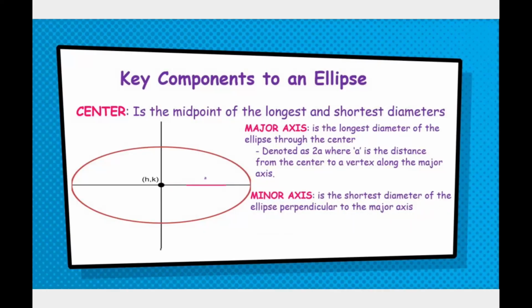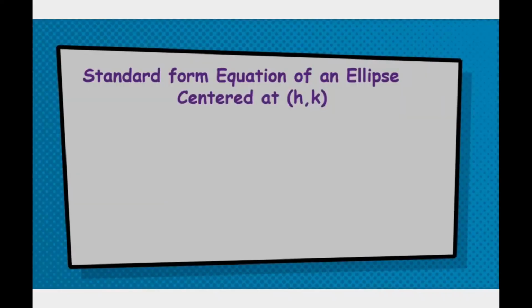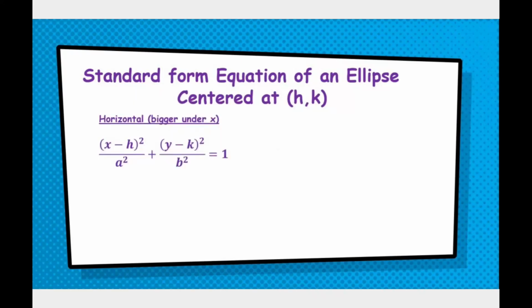The minor axis is the shortest diameter of the ellipse, so the diameter right here, and we would denote that as 2b, where b is the distance from the center to the vertex along the minor axis, so just one of those sides like that. So we need to understand what a and b are because they appear in this formula. This is similar to a circle, except we don't have a radius. An ellipse will always be equal to 1, and then we have these denominators.